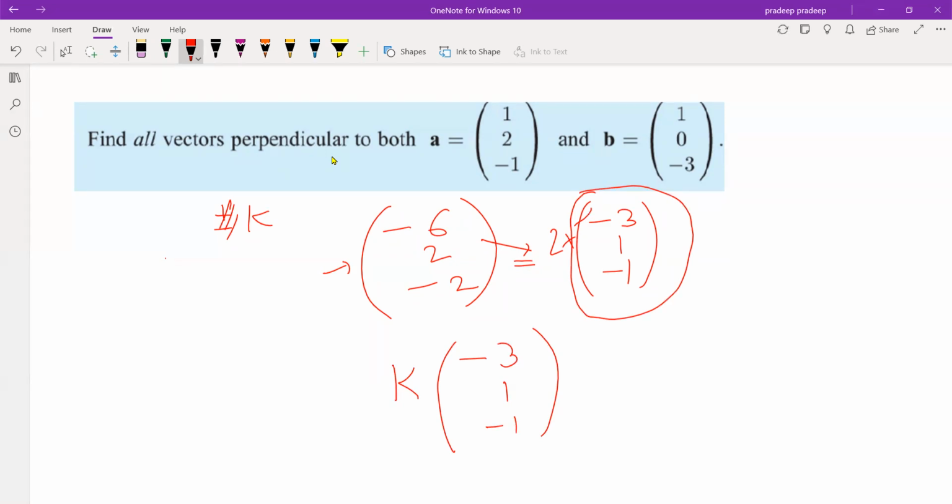See, in the question itself, the keyword is all: to find all the vectors. So K will incorporate all possible values of the cross product. Right, and that's the concept behind this A cross B.